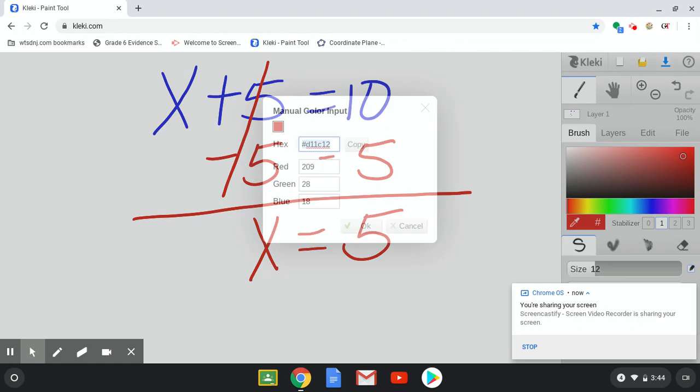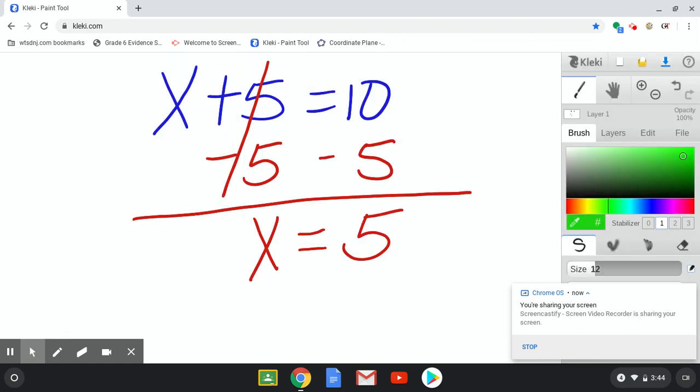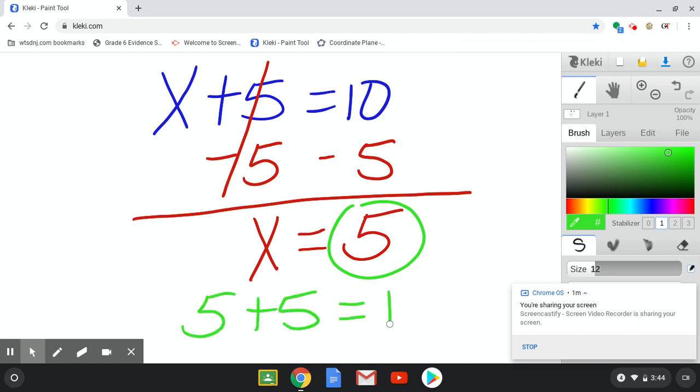Now to check to see if you are correct, you're just going to plug this value in for x into the original equation. So 5 plus 5 should equal 10. 5 plus 5 is 10. 10 is equal to 10, so I know my answer is correct.